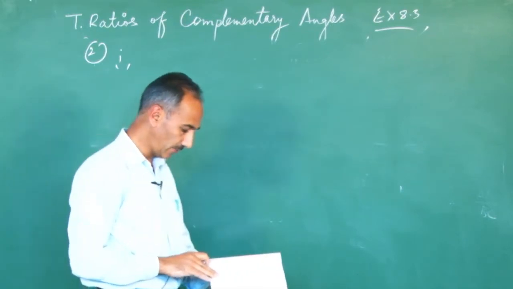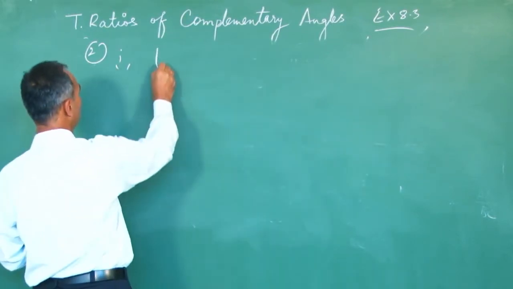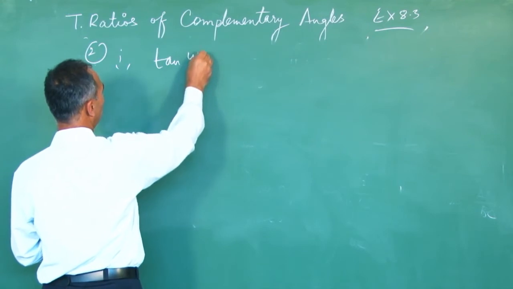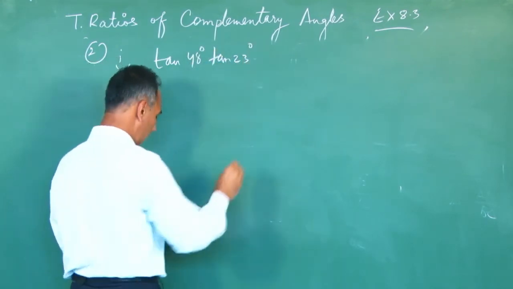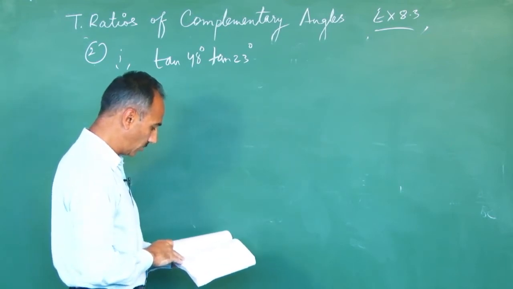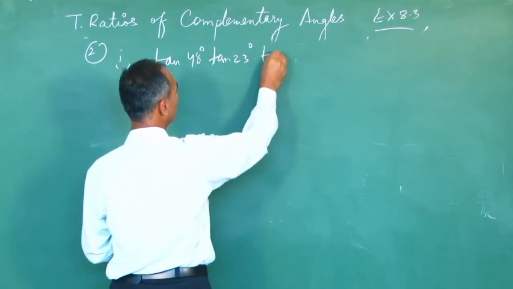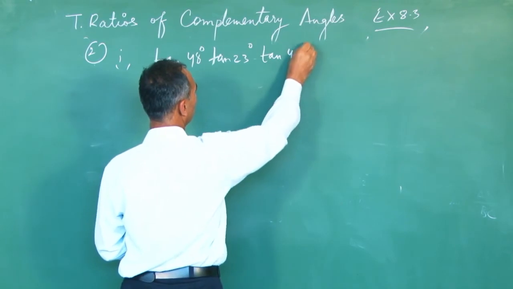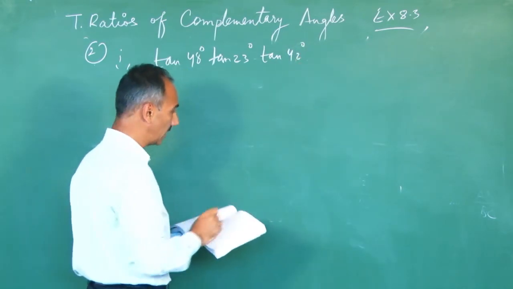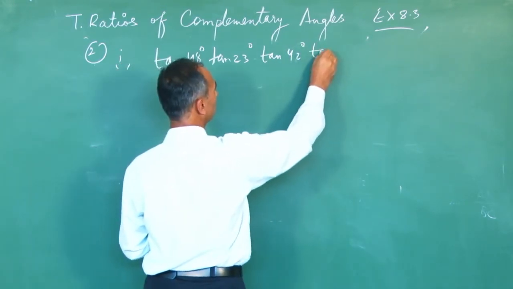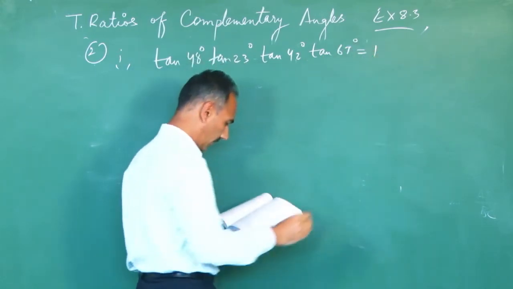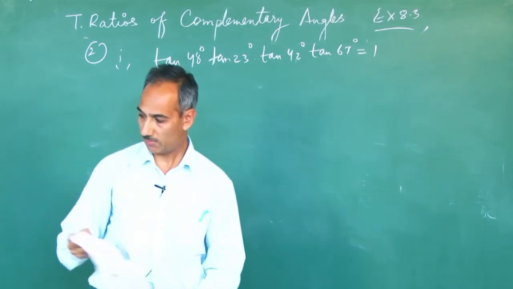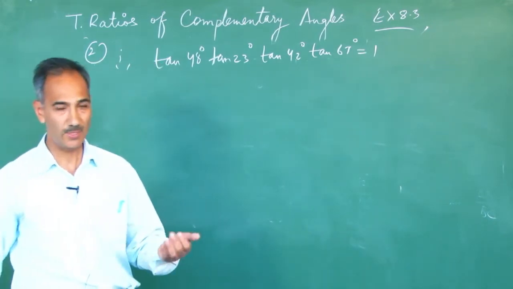Show that tan 48 into tan 23 degrees into tan 42 into tan 67. You have to prove it's equal to 1. This is the first part of question number 2. The second part is also on the same lines.